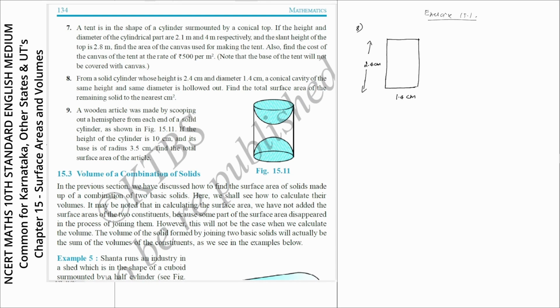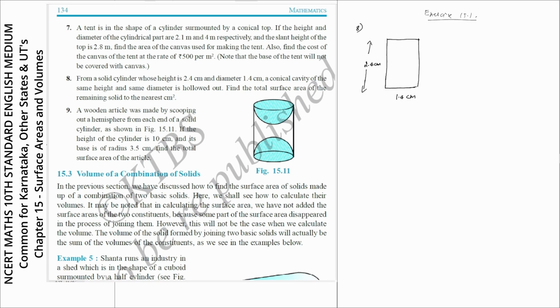Exercise 15.1, question number 8. From a solid cylinder whose height is 2.4 centimeter and diameter 1.4 centimeter, a conical cavity of the same height and same diameter is hollowed out. Find the total surface area of the remaining solid to the nearest centimeter square.